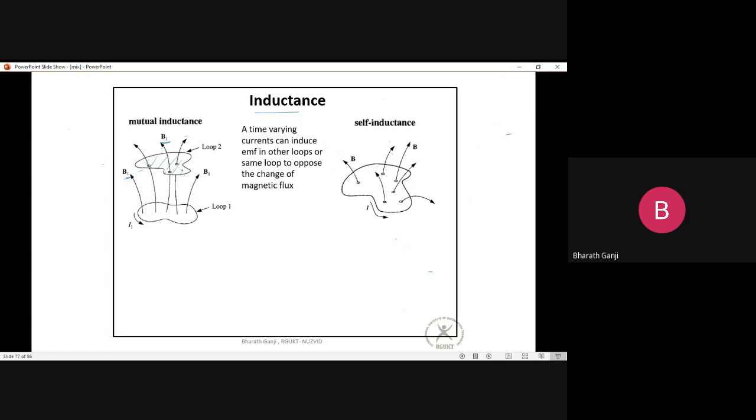What is self-inductance? In your loop there will be only one loop, and in this loop, if you try to increase the current, that has to increase the field that is already there, so it also changes the flux that is crossing through the surface. So there will be something called self-inductance coming into the picture.